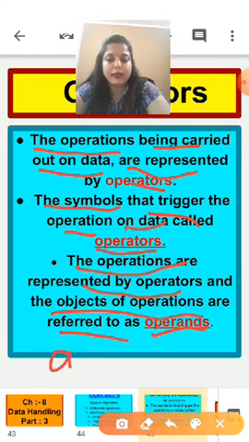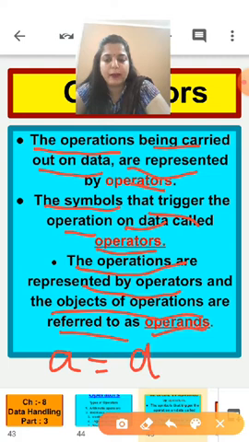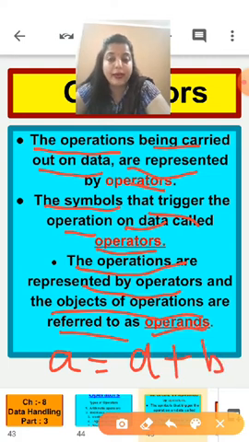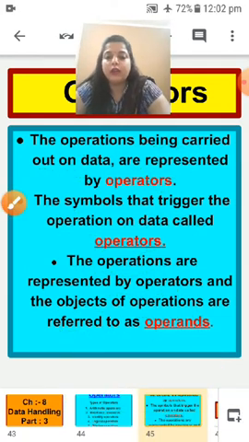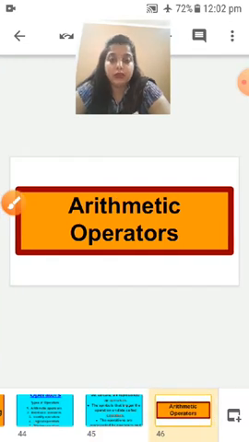Again I am repeating, A is equal to A plus B. Now A and B are added with each other. After that, whatever result comes out is stored inside A. So the operands are A and B here. Now first of all, let's discuss the very first operator, that is arithmetic operators.